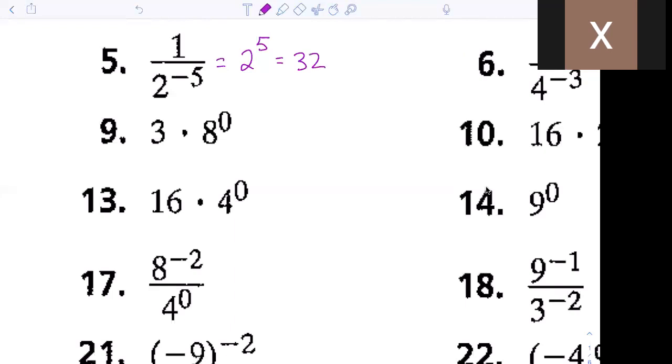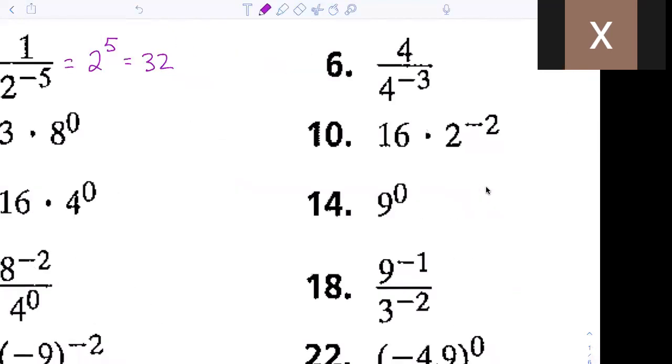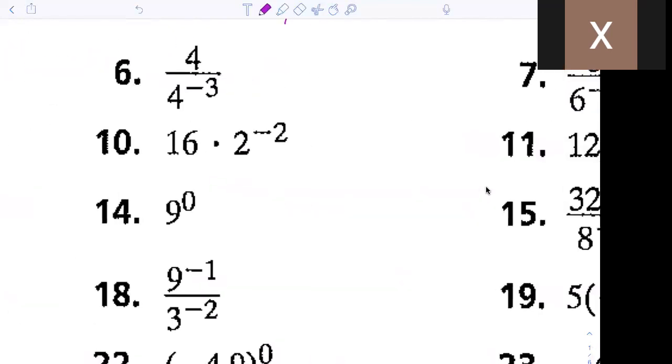All right. Now we got a problem. Number 6. I want everybody to circle this 4 to the negative 3. And that has to come up as what? 4 to the 3rd. But there's already a 4 up there. So it's 4 times 4 to the 3rd.